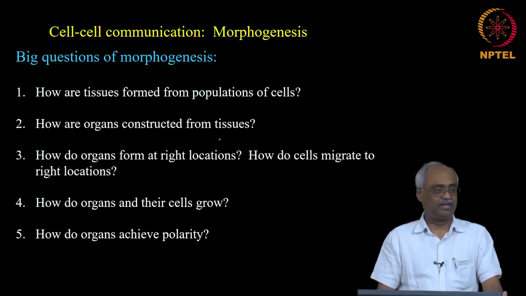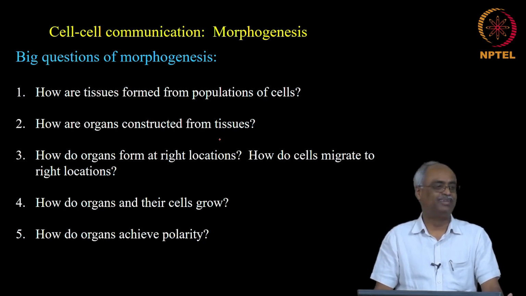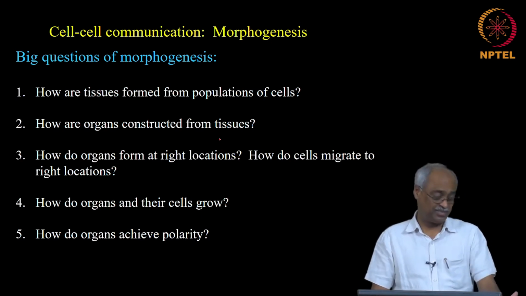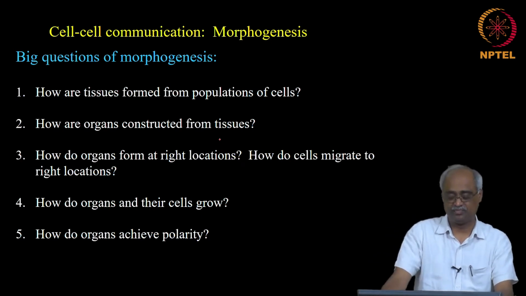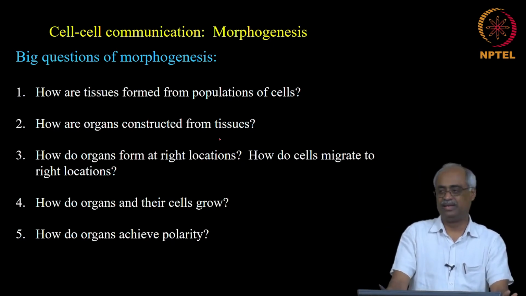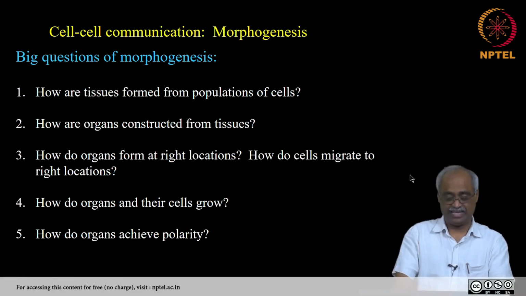And then the organs have to be at the right locations. No point in a particular cell type differentiating into cornea and retina in your spinal cord somewhere. It should form at the face, at the right place, and it should have the right neuronal connections to the right part of the brain. So how do they all get to the right places and form those structures? These processes involve cell migration as well. So how do cells migrate correctly?